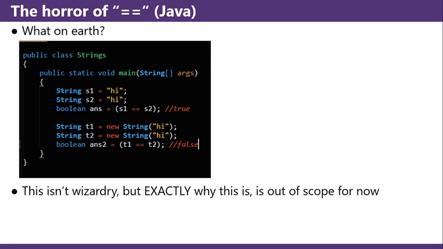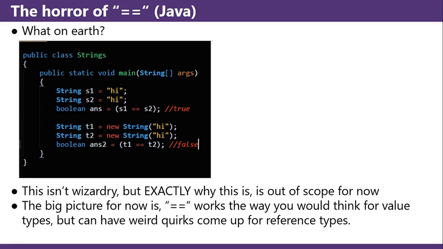This isn't wizardry, but exactly why this is out of scope for now. The big picture for now is, double equals works the way you think it would for value types, but can have weird quirks come up for reference types.